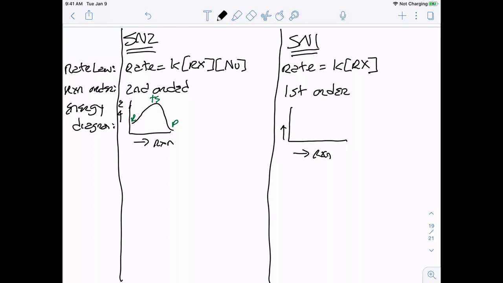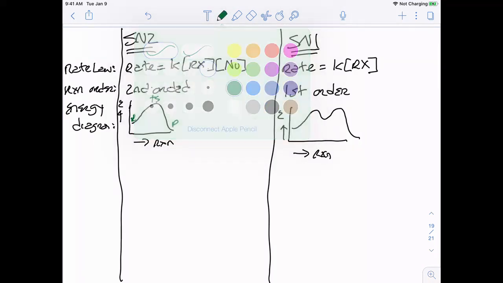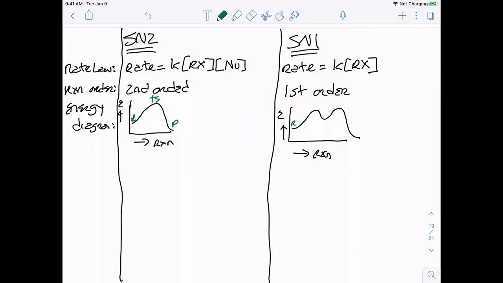My reaction, again, my energy. Because this one takes place in 2 steps, right? It involves a carbocation intermediate. So we're going to go up, we're going to come down a little bit, and then we're going to go back up before finally getting our products. So my reactants, my intermediate, and my products.